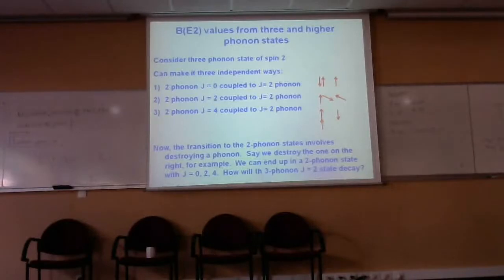You can couple two phonons to 0, and then use the third to make 2 plus angular momentum, like this. You can take two and couple them to 4, and then anti-align the third one to make angular momentum 2. Or you can couple two of them to 2 and then couple the third to make angular momentum 2. These are three independent ways of making a three phonon state. Now imagine an E2 transition from a three phonon state to a two phonon state. You can destroy the third phonon in any of these cases.